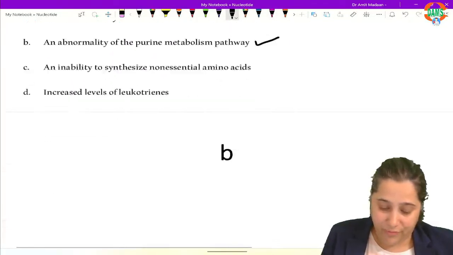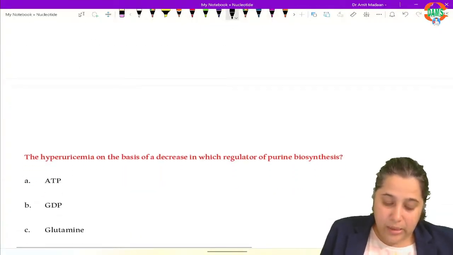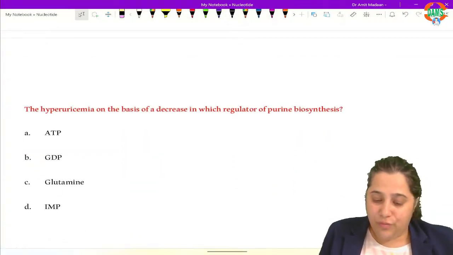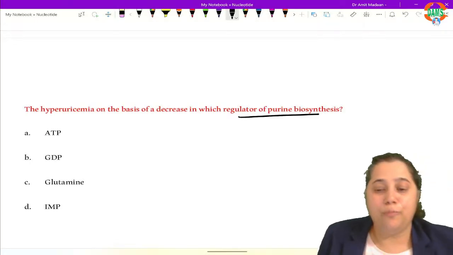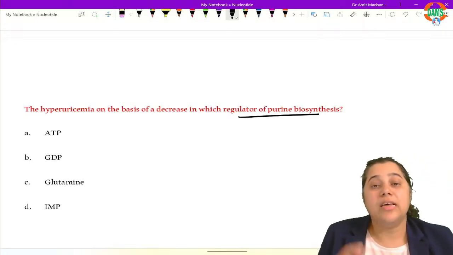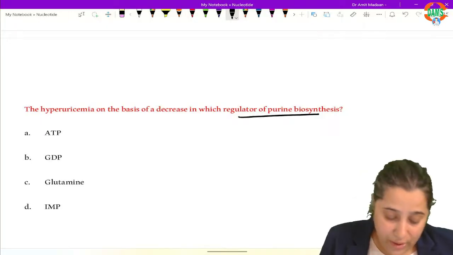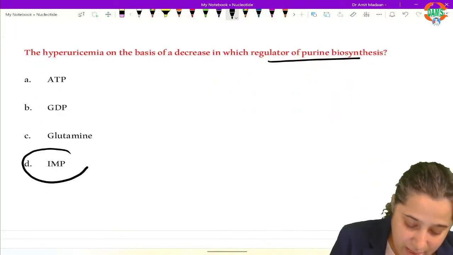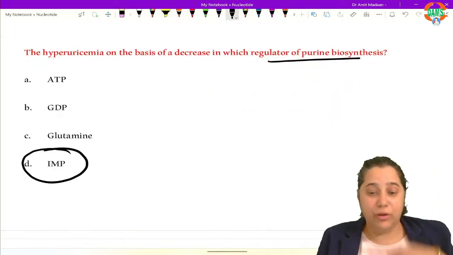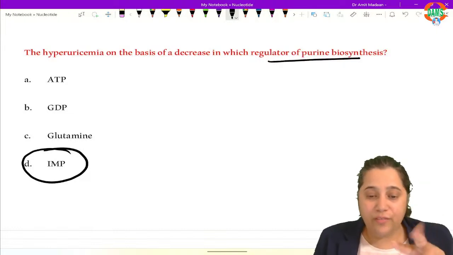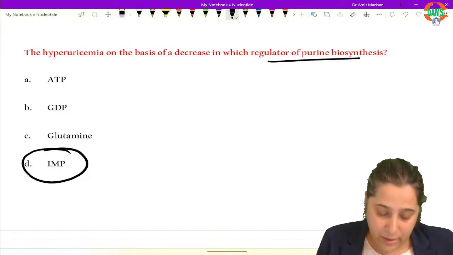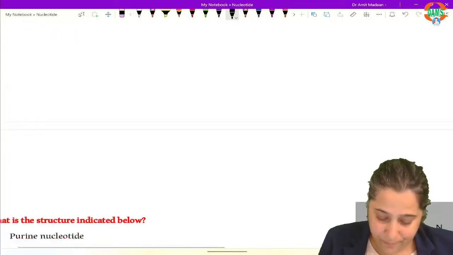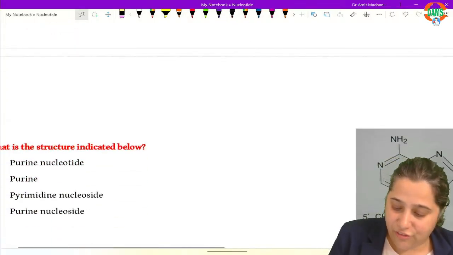That explains everything. High uric acid on the basis of decrease in which regulator of purine biosynthesis? The key regulator of purine biosynthesis is inosine monophosphate, because this is the one which will give rise to both AMP and GMP. What is the structure indicated?